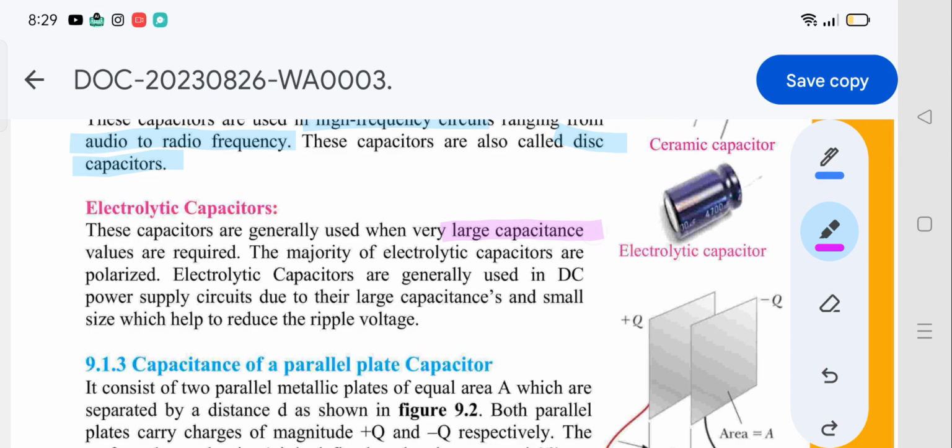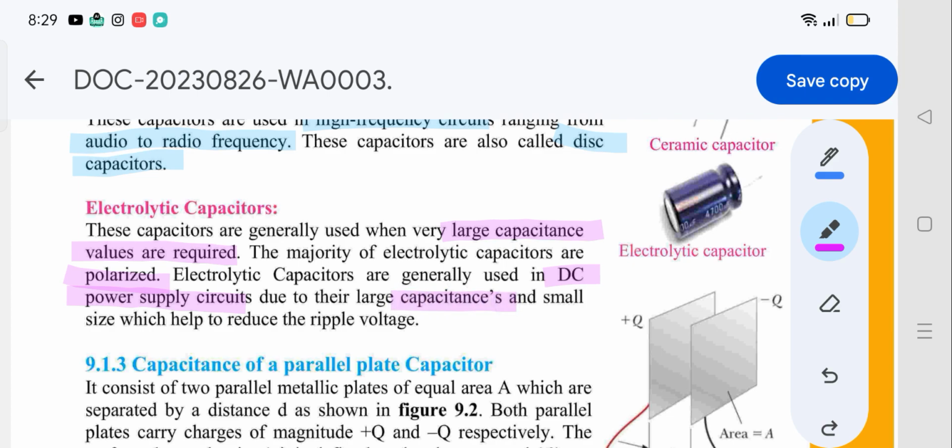So whenever very large capacitance values are required, we use electrolytic capacitors. The majority of electrolytic capacitors are polarized, meaning they have opposite charges, positive and negative. Electrolytic capacitors are generally used in DC power supply circuits due to their large capacitance.